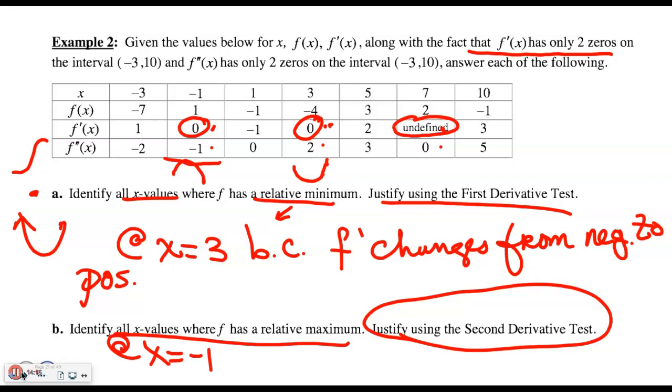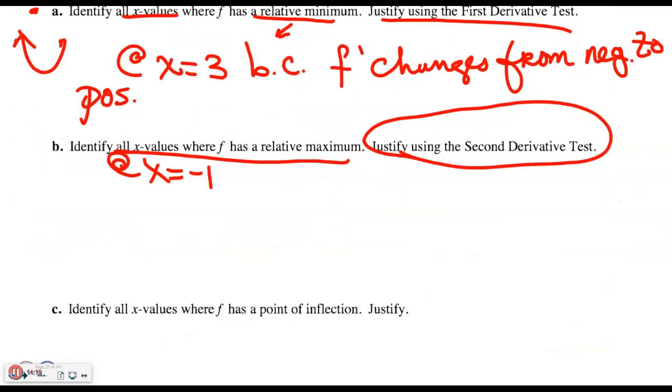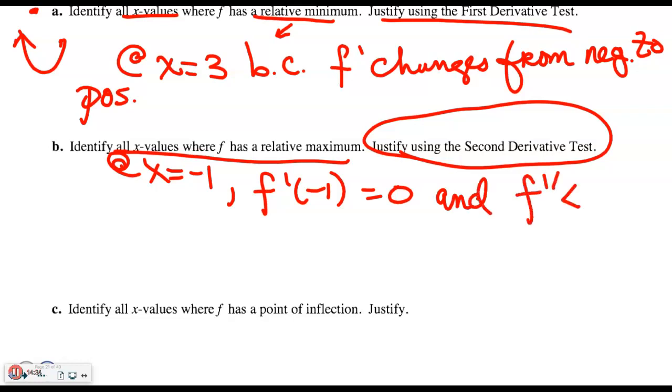That would have been this test. You have to state 2 things. You have to say because f prime of -1 equals 0, or you could say because -1 is a critical value. So I know I have a horizontal tangent line, and at that horizontal tangent line, the second derivative is negative.